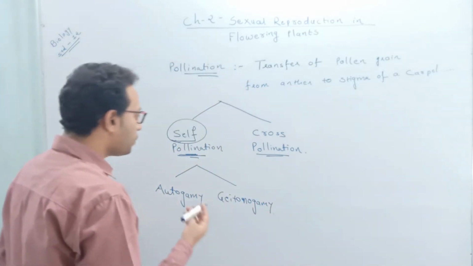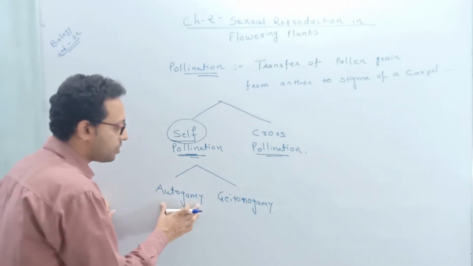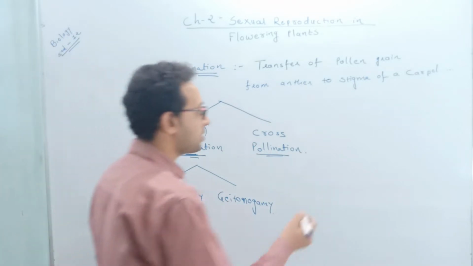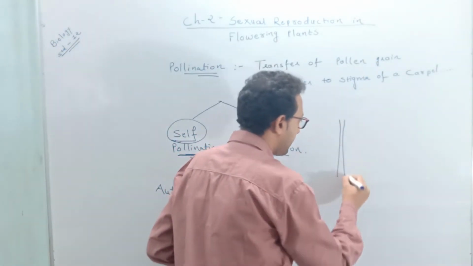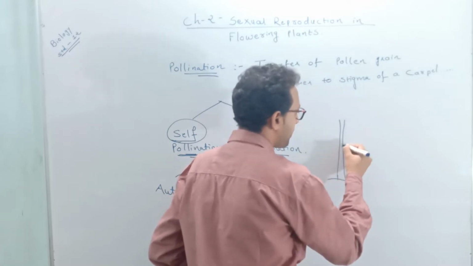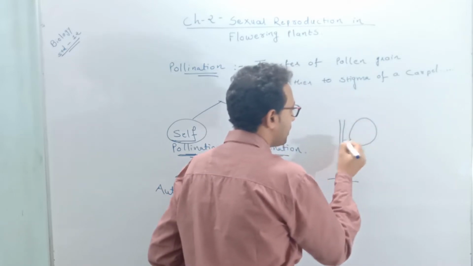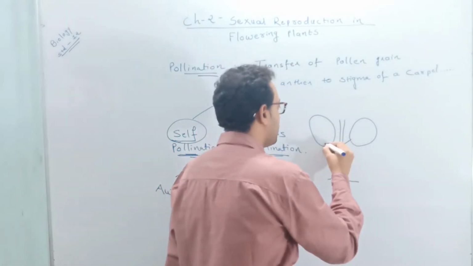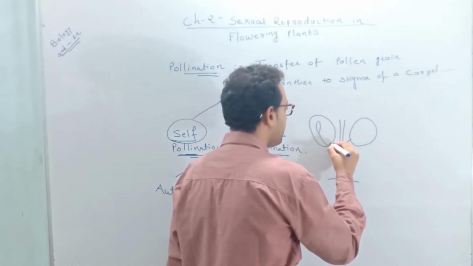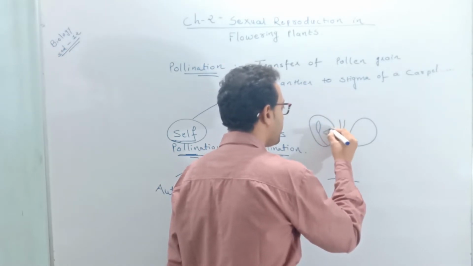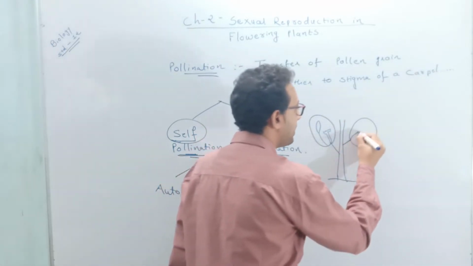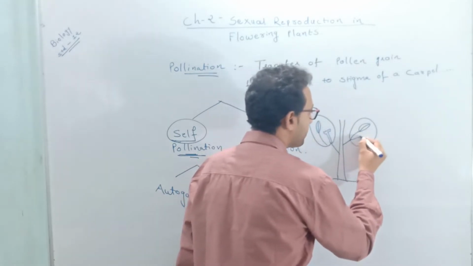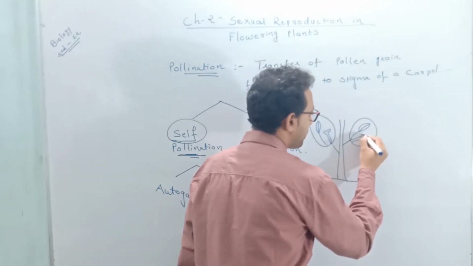Okay, so now you know self-pollination. How many types of self-pollination are there? Autogamy and geitonogamy. Both are types of self-pollination. So how does the process occur? Suppose this is the plant, and this is a flower present in the plant. It contains a male reproductive organ, and this is a female reproductive organ which is present in the flower.